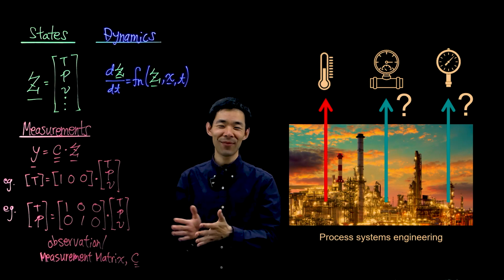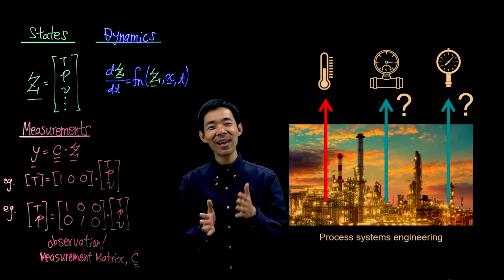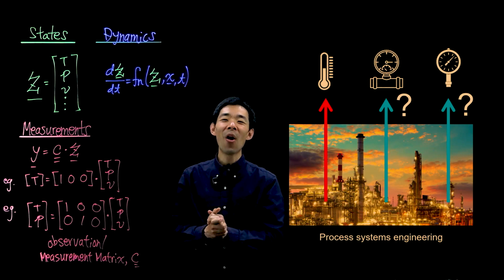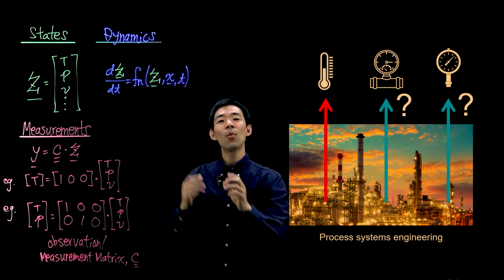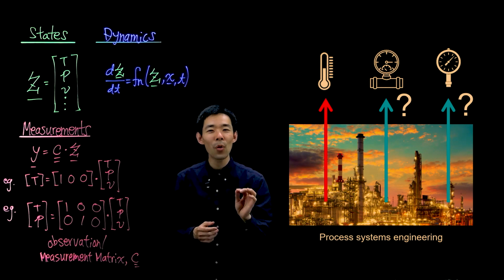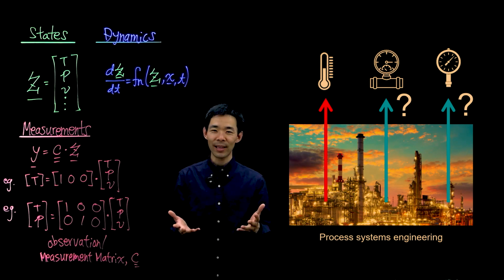You don't have measurements of that. And so now today's video is all about how do you obtain the dynamics to your system when you only have a partial measurement of your states.